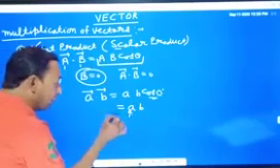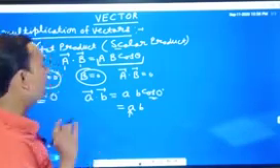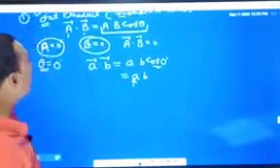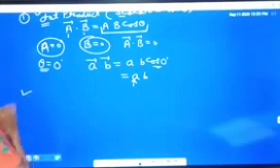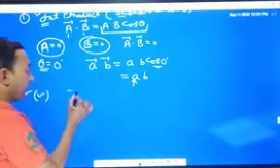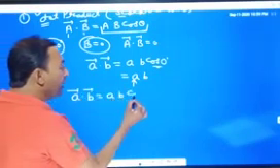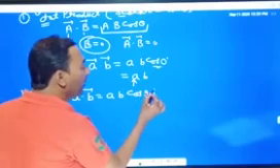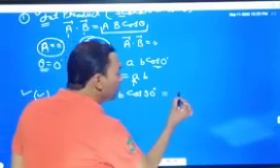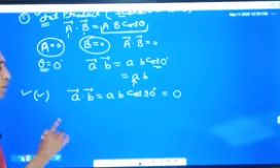A is the magnitude of a vector and b is the magnitude of b vector. Next case: if the angle between a vector and b vector is 90 degrees, then it becomes ab cos 90. And what is the value of cos 90? The value of cos 90 is 0, so it becomes 0. This is a very important condition.